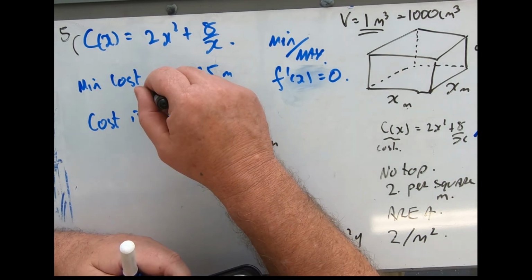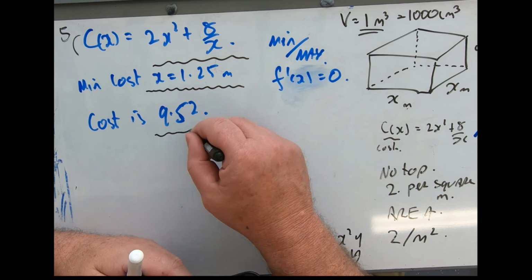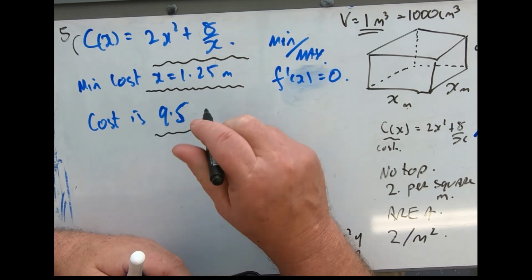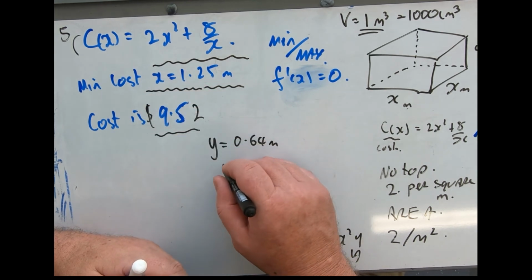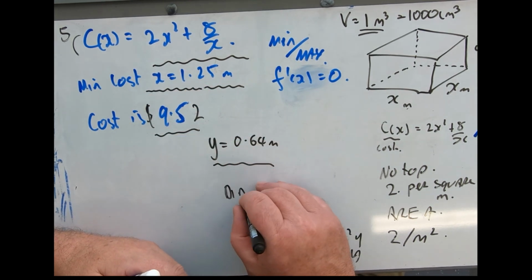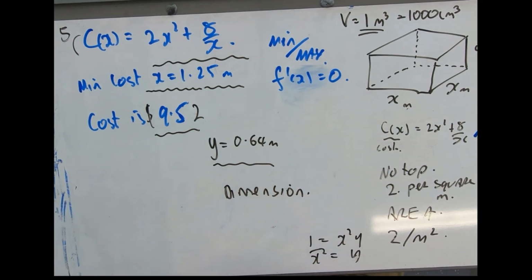This question actually only allocated 1 mark for that. But it could have asked, what is the minimum cost? And it could have asked, what are the dimensions? If it had asked for the dimensions, I would have needed to find both.